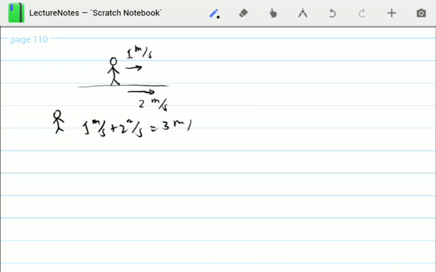From classical physics and from daily experience, when you walk, let's say you have a walking speed of 1 meter per second, and you walk on top of a moving platform moving at 2 meters per second. Someone not on the platform observing you sees the sum of your speeds, 1 plus 2, which is 3 meters per second.